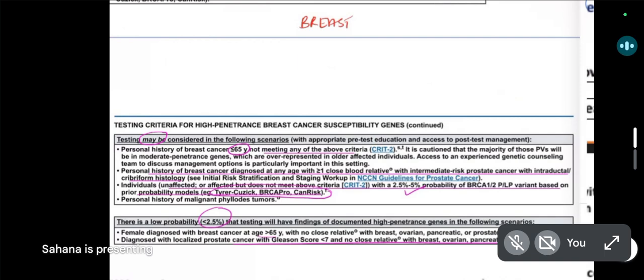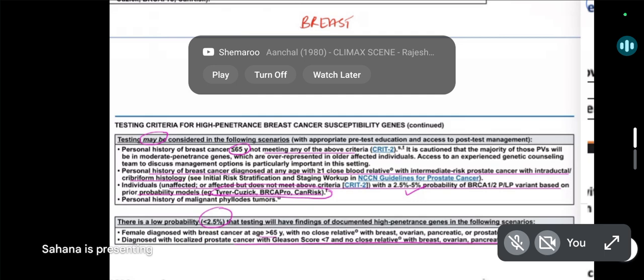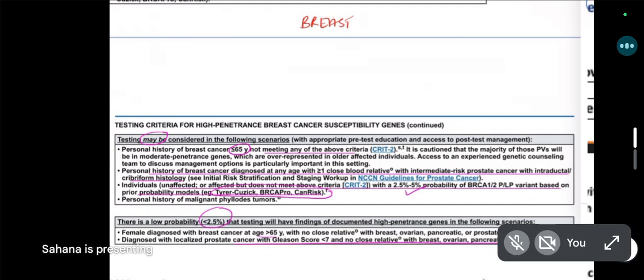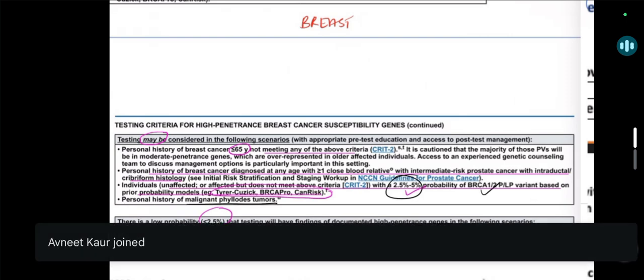The criteria for test may be considered in those who have personal history less than 65 years, not meeting the above criteria. Personal history of breast cancer diagnosed at any age, who have close blood relative, one or more of them, with prostate cancer. The other ones are those who have a probability by models like Tyrer-Cuzick, that there is risk of 2.5 to 5% probability of BRCA being positive, and personal history of malignant phyllodes.